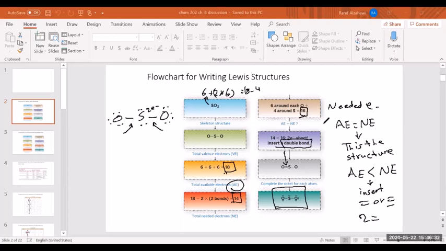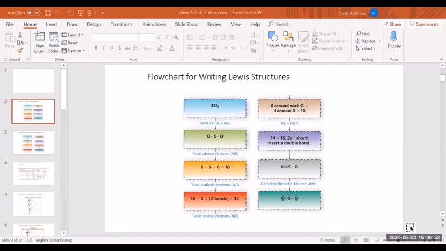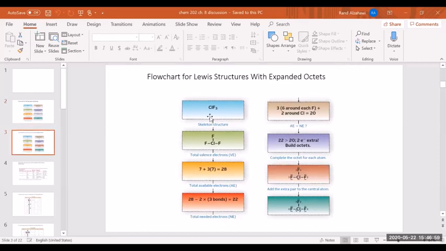We have 3 situations. First of all, AE, the available electrons, equals the needed electrons, or AE is less than NE. That is the second situation. The third situation, which is also important, is when the available electrons are more than NE. What you have to do in this situation is expand the octet rule. So look at this example, guys.